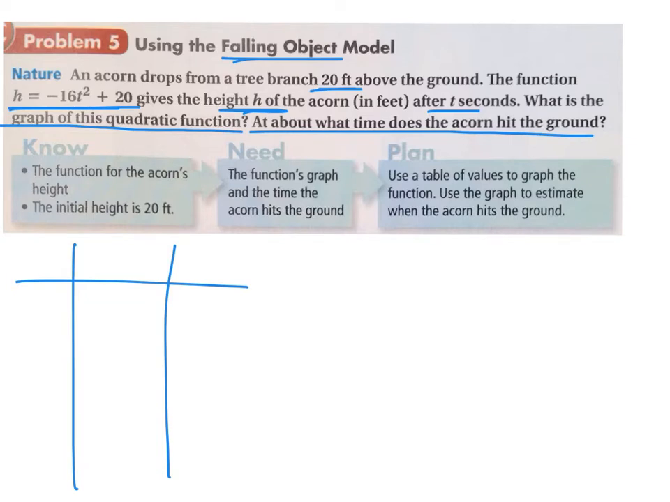Most of the time our variables are x and y, but in this case they're not. So where do I put the h? Do I put it in the x column or the y column? Where do I put the t? Do I put it in the x column or the y column?